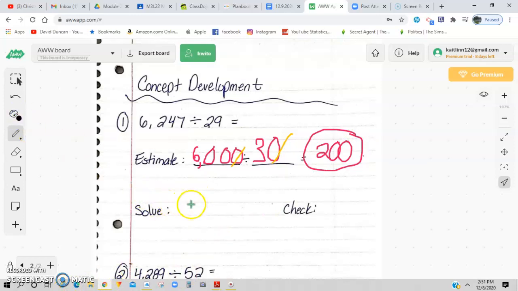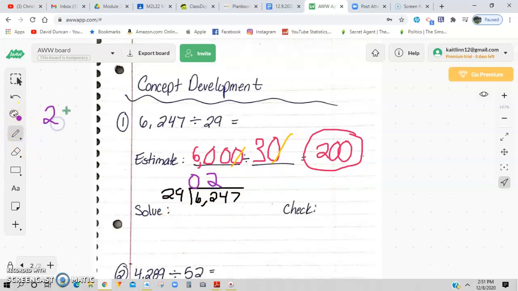So I'm going to draw my little house right here. I'm going to have 29 on the outside, 6,247 on the inside. Okay, now how many times can 29 go into 6? Well, it can't, so I'm going to put a 0 right there. How many times can 29 go into 62? I know it can go in there 2 times.